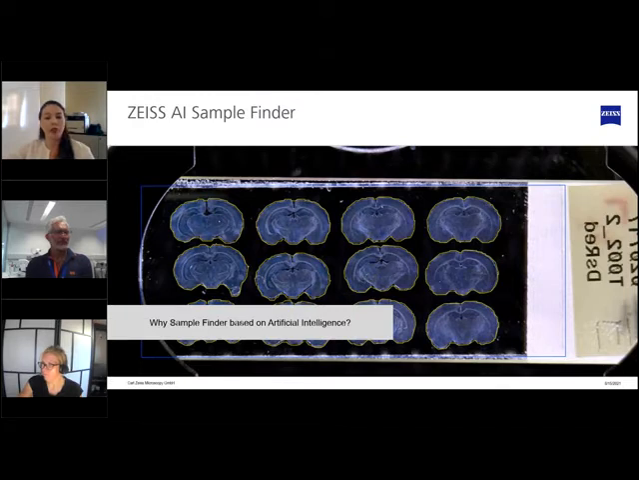Frank will be running through some of the exciting application examples to highlight new hardware and software features in Zen 3.4. The workshop introduction and demonstration should take approximately 45 minutes, after which we will have about 10 to 15 minutes to answer some of your questions. Frank will first show you AI sample finder tiling on fixed brain sections, followed by an example of cell culture in 96 well plates.